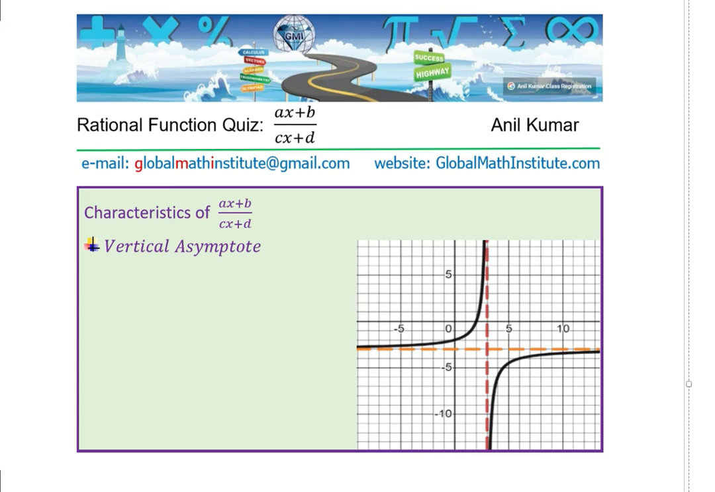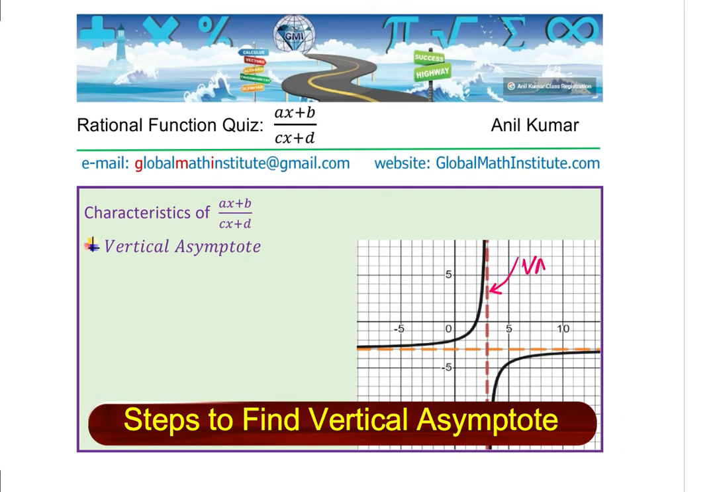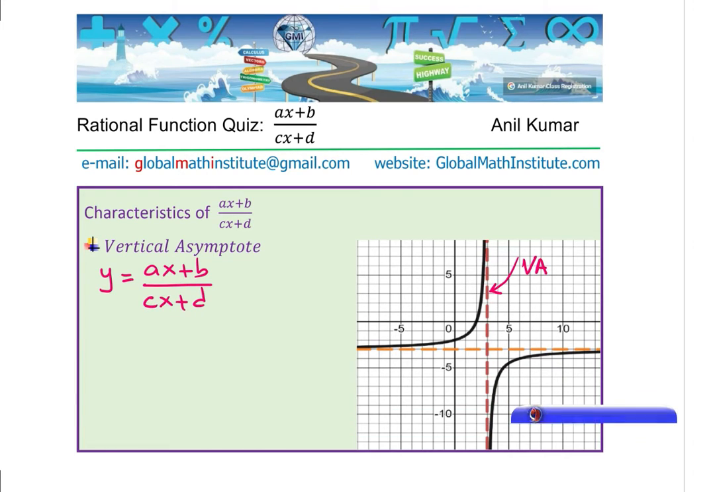Now let's look into the vertical asymptote. Vertical asymptote, as I said, is this particular line. So this is your vertical asymptote, right? I'm writing VA for vertical asymptote, and that is a restriction on the domain of the function. How do you find the vertical asymptote for an equation given as y equals (ax plus b) divided by (cx plus d)? We are working on a general equation so that when the values are given to you, you have no difficulty in finding the result.